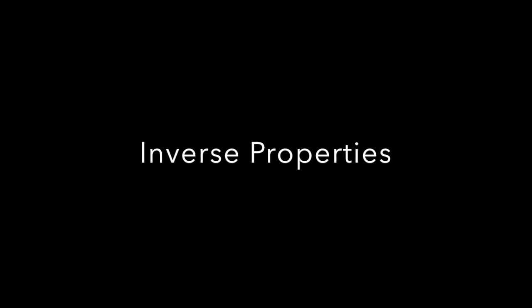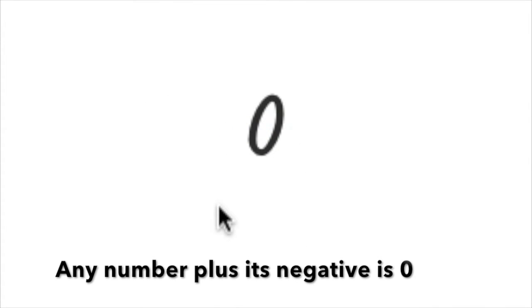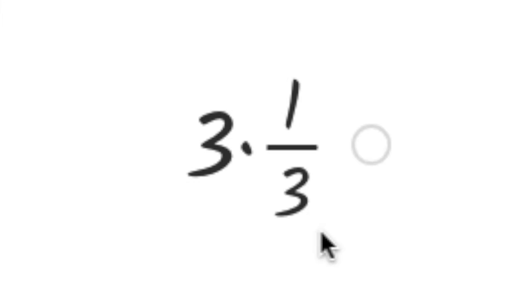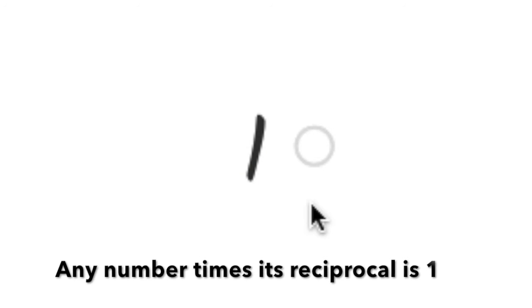Now we'll move on to the inverse properties. Any number plus its opposite is equal to 0, and any number times its reciprocal is equal to 1. The multiplicative property of 0 says that any number times 0 is equal to 0.